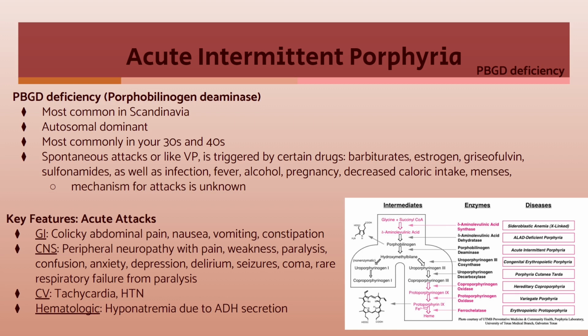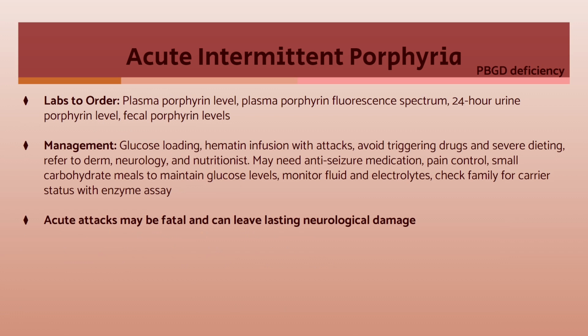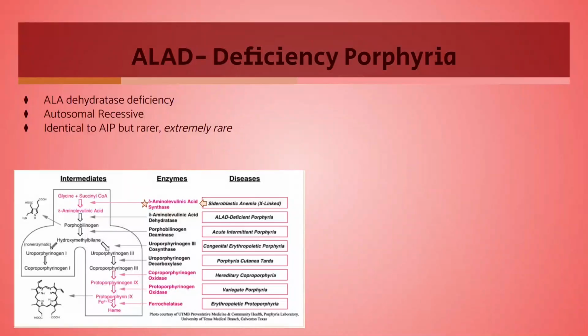And the key here is you're going to have GI pain, CNS findings, CV findings, and maybe even hematologic findings. Your labs will be largely the same because porphyrin levels will help clue you into exactly what's going on. Isolating the triggers that might be playing a role is important as well, and the triggers are largely the same. Neurology is going to be pretty important in this because there are some debilitating CNS findings, and these acute attacks, again, might be fatal or long-lasting.